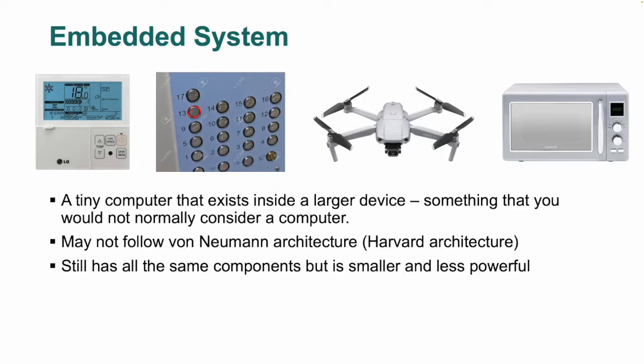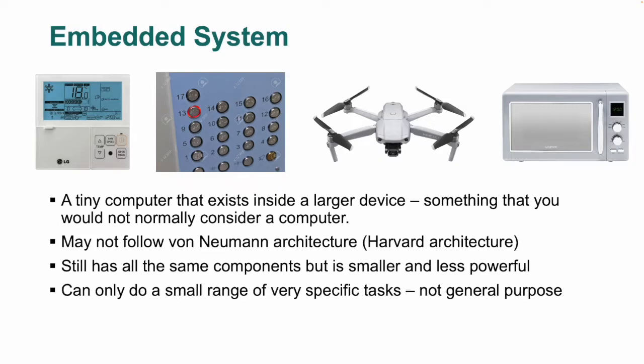Embedded systems basically all have the same components as general purpose, but they're much smaller and much less powerful. And by definition, an embedded system basically only does the one or two very specific things that they are programmed to do. For example, elevator control panel, you press a button, it lights up, elevator takes you to that floor. You can't use this to write an essay or to watch a video or to play Fortnite with your friends, right? You can only do a really small range of things that it's programmed for.